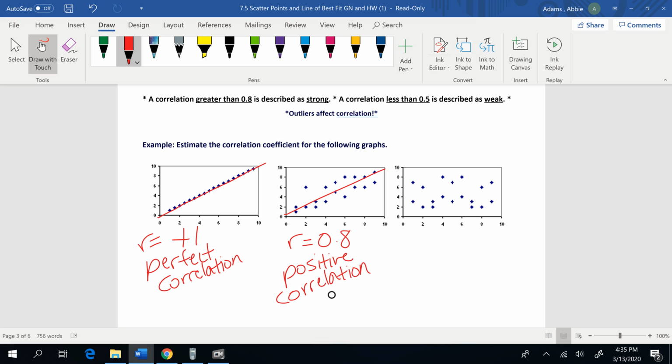Well, there doesn't seem to be any distinguishable way of whether our x and y values relate to each other. When our x increases, our y doesn't really decrease. It kind of jumps around. And they're pretty spread apart, so I would say that there is no correlation here. So I would give it a correlation coefficient of 0 and say that there is no correlation.